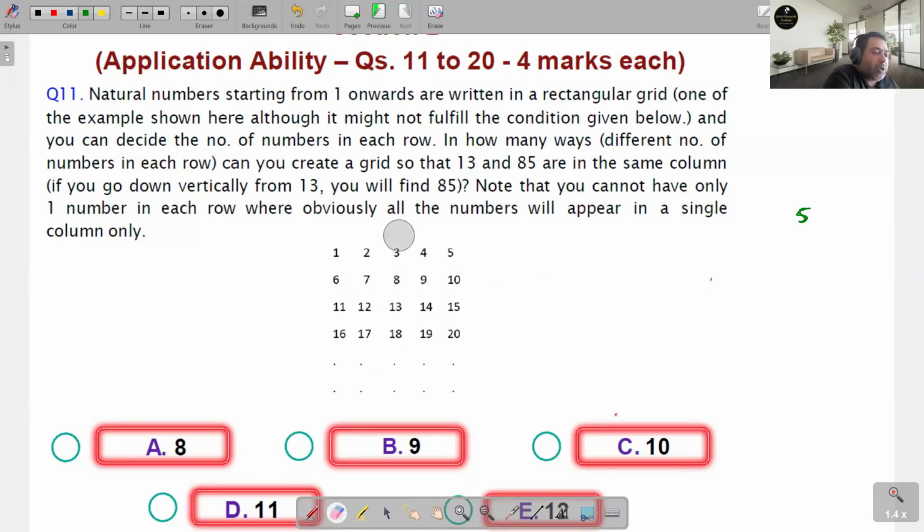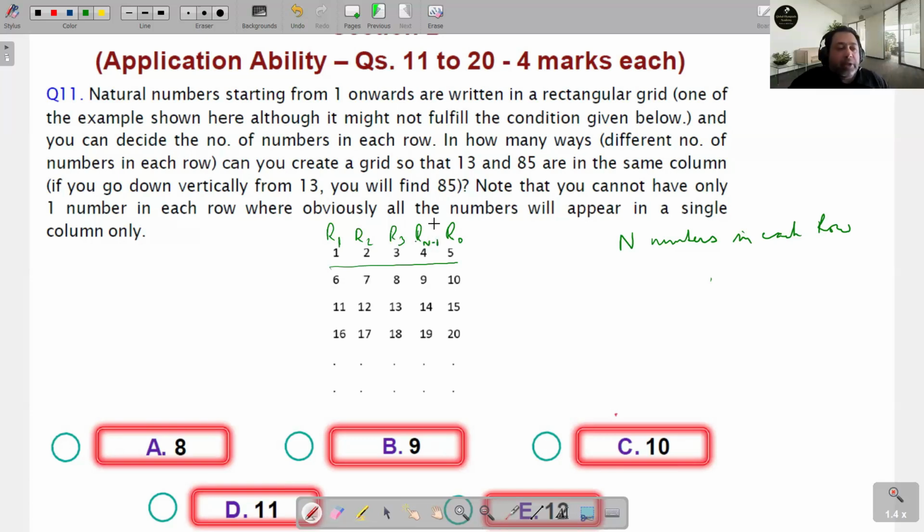Why does this happen? Let's say each row has n numbers. So any number can be expressed in terms of n. Let's take this particular column. If there are n numbers in a row, then when you divide the last number in the row, it will give you a remainder of 0. The first number will give you a remainder of 1, then remainder of 2, remainder of 3, and so on till remainder of n minus 1. Correct?